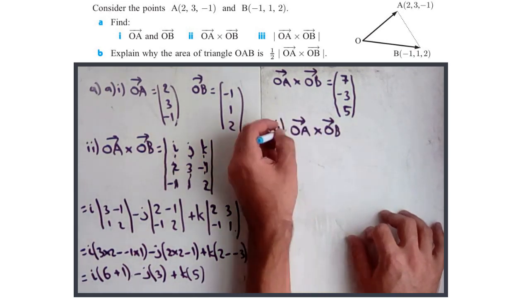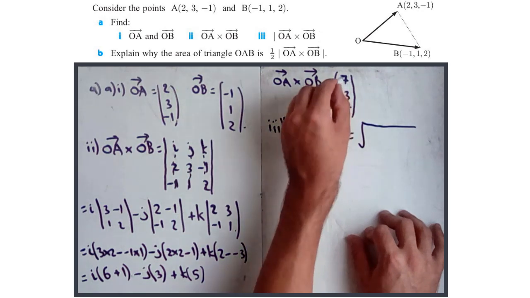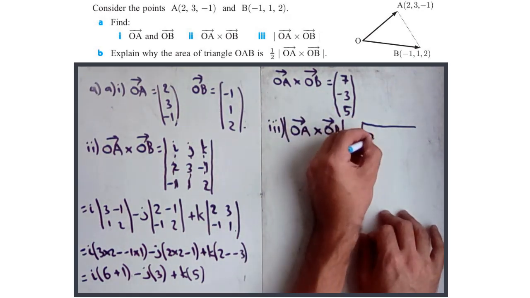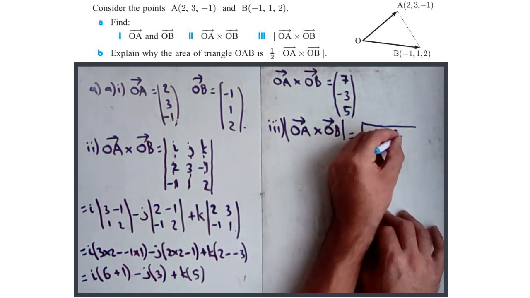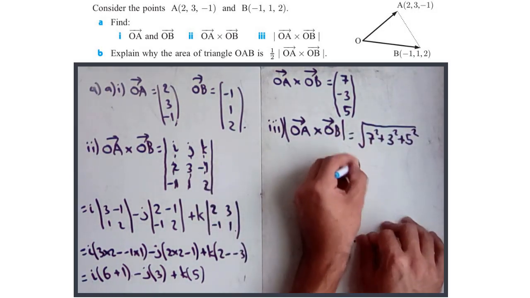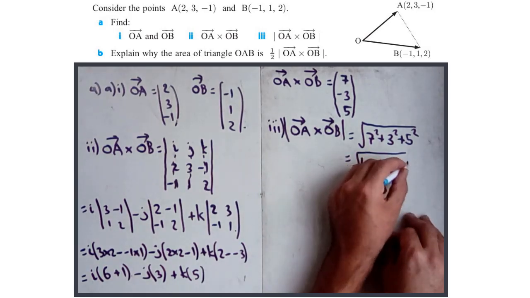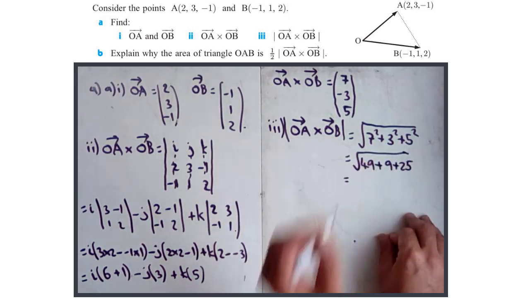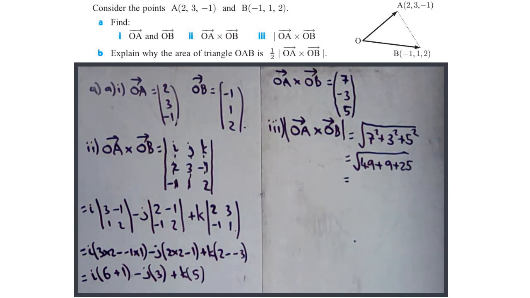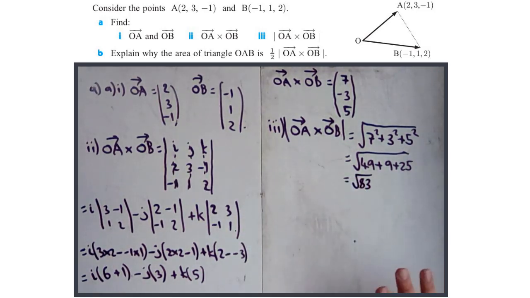So OA cross OB, the magnitude of that is going to be the square root of 7 squared plus 3 squared plus 5 squared. That is the square root of 49 plus 9 plus 25. 49 plus 9 is 58, so 68, 78 plus the 5 is 83, so root 83.